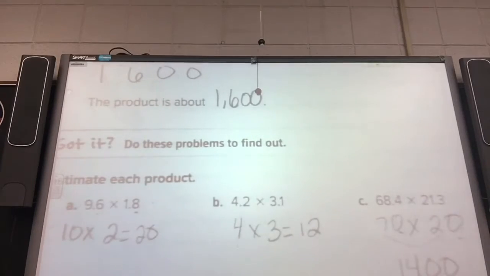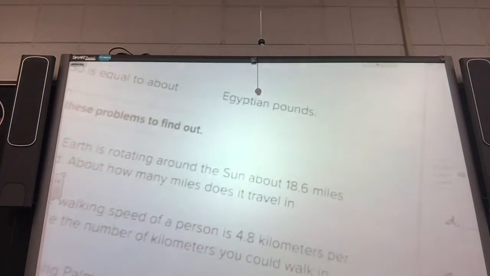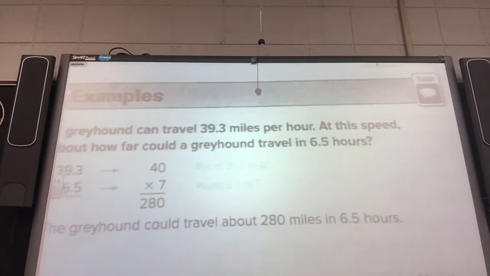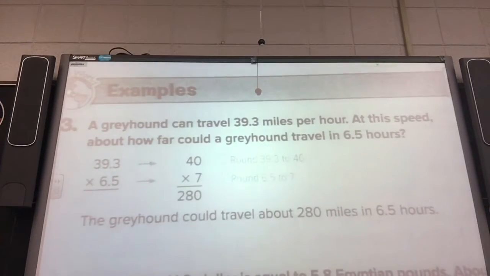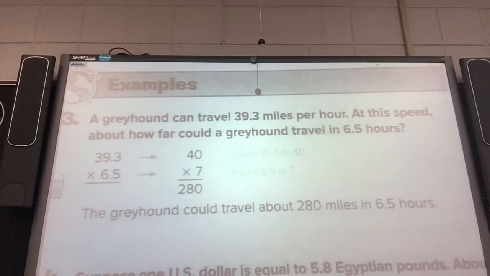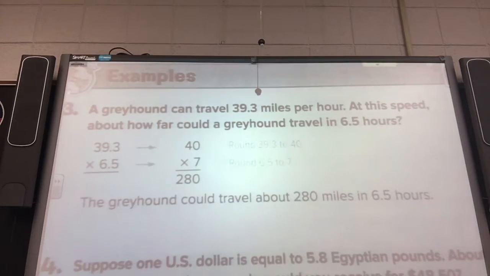All right, let's move on. Turn your page. We are on 187. It gives us a pretty good example up here. A greyhound can travel 39.3 miles per hour. At this speed, about how far could a greyhound travel in 6.5 hours? And it rounds it for us. 39.3 is close to 40. 6.5, because it's 5 or above, it rounds up to 7. They multiply and got 280. So the greyhound could travel about 280 miles in 6.5 hours.